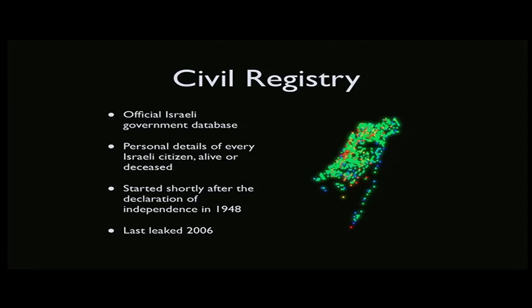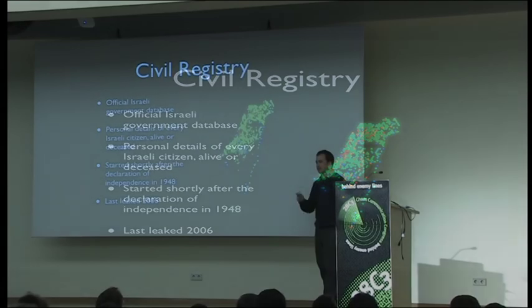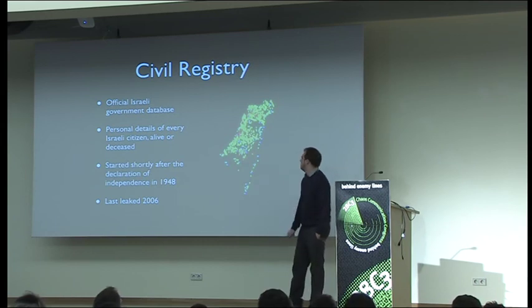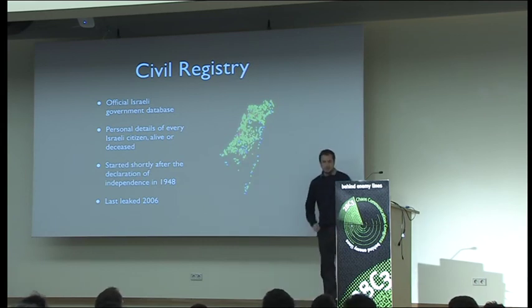UI. This data is the data that has been collected in the Israeli census ever since the Declaration of Independence of Israel back in 1948. So data has been collected ever since, and the leak, like I mentioned, started approximately around 2001. It has actually leaked several times, and the last leak happened in 2006.